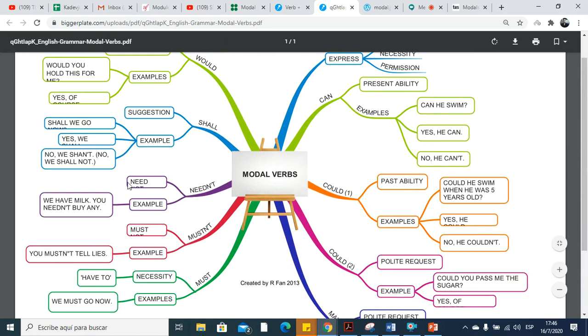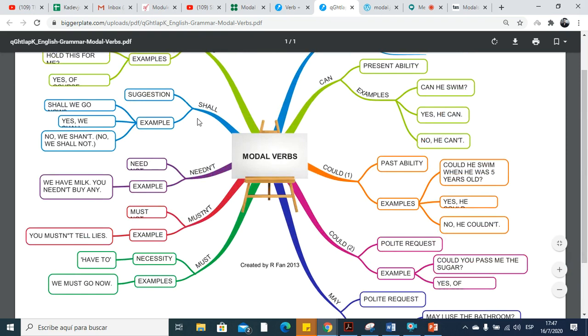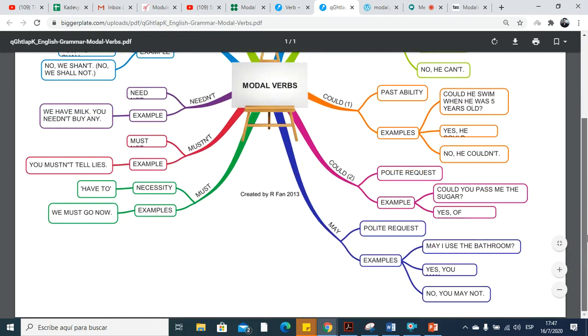So we have also needn't. Don't pay attention to this one either. It's not used at all, only in very specific occasions. So needn't, mustn't, and then shall, those are really not important. Then must, this one is important.